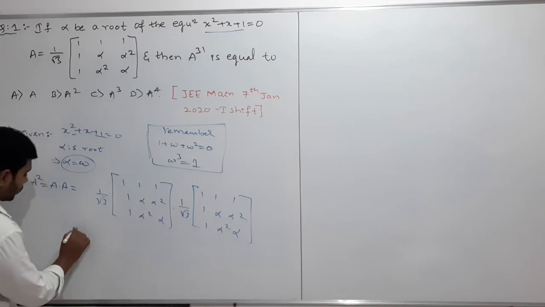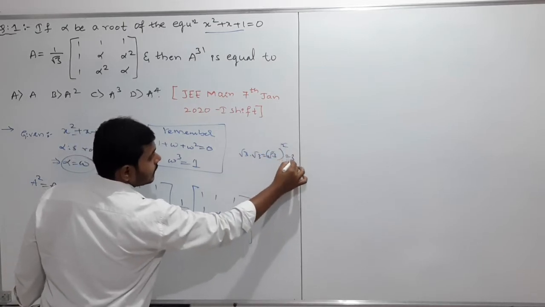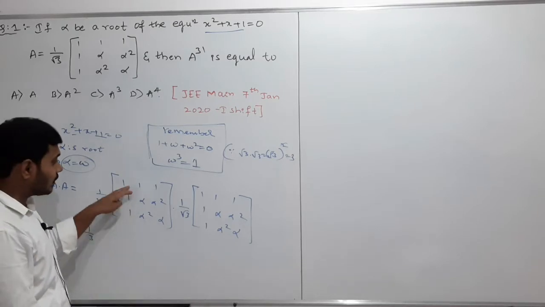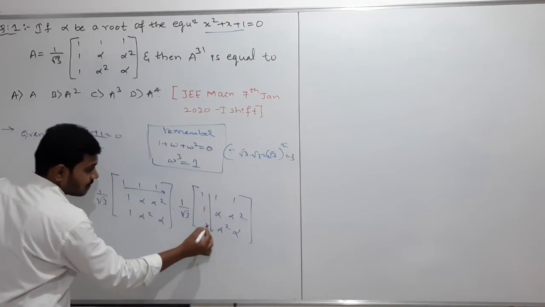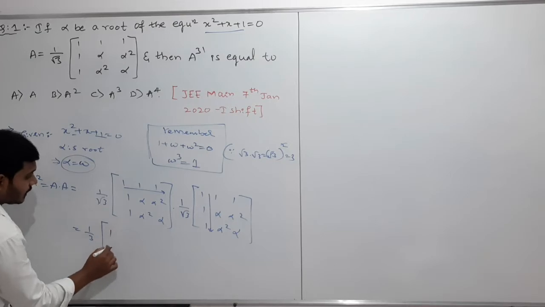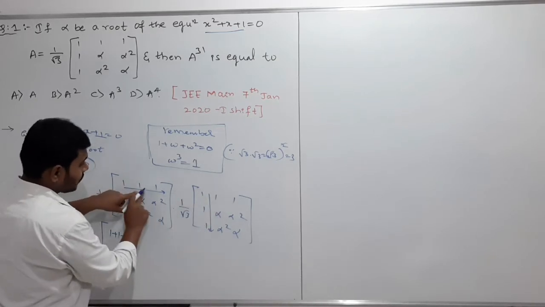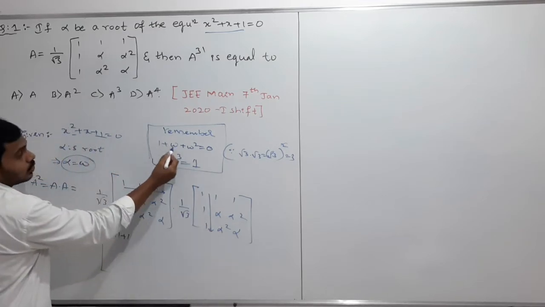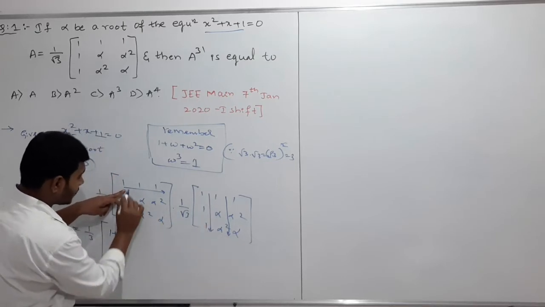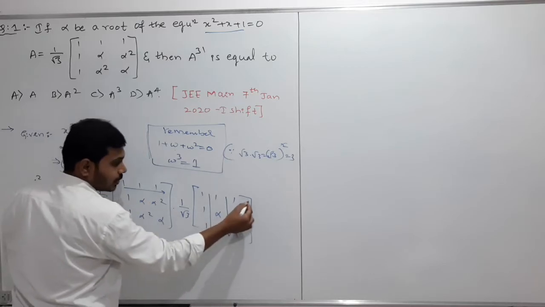First, 1 by root 3 into 1 by root 3 is 1 by 3, because root 3 into root 3 is root 3 whole square, and the square cancels. Now we know how to multiply two matrices: row into column. First row, first column: 1 into 1 plus 1 into 1 plus 1 into 1. Likewise, first row, second column: 1 into 1, 1 into alpha, 1 into alpha square, that is 1 plus omega plus omega square. So 1 into 1 is 1, plus 1 into alpha, plus 1 into alpha square. Row into column. Next, first row into third column. So what is that?